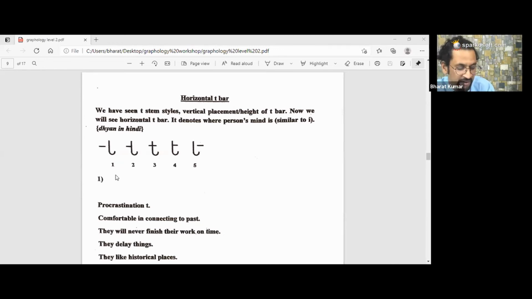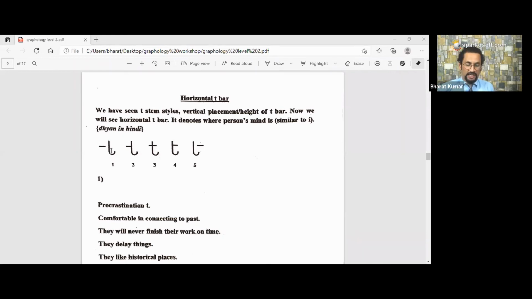They will never finish their work on time. This is a very special case of the first type of T bar. They always have delay timing. They like historical places to visit. If you give them any responsibility, any duty, they will always have excuses and arguments. So this is the trait found in argumental people.